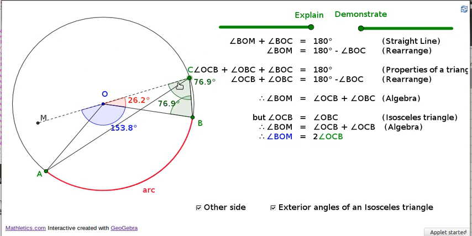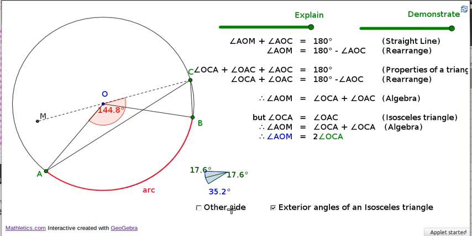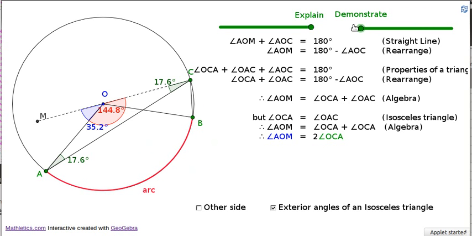You can put it over here. Still, 2 green angles is a blue angle, and you go into the other side. 2 green angles is the same as the blue angle. And that's the exterior angle of the triangle.